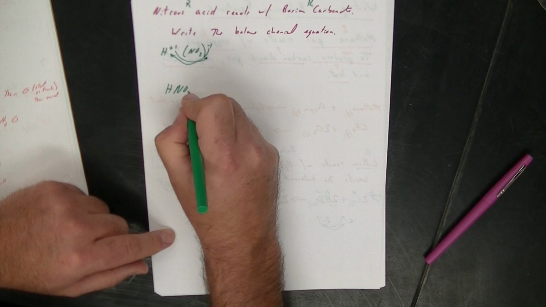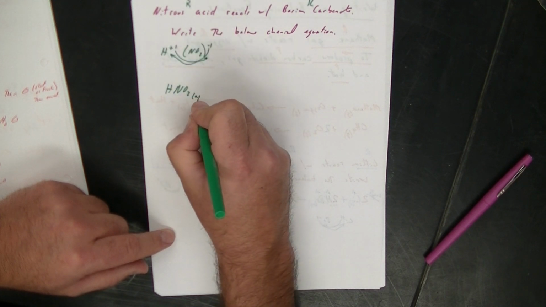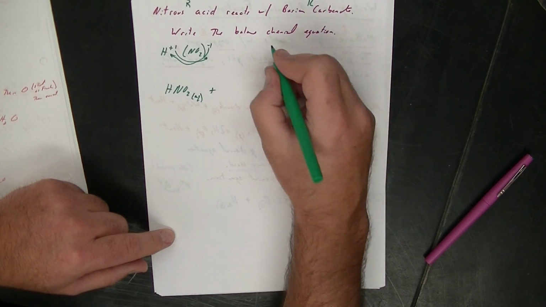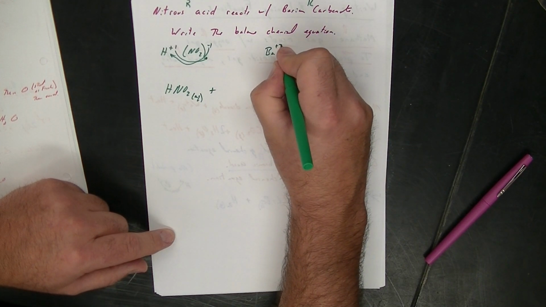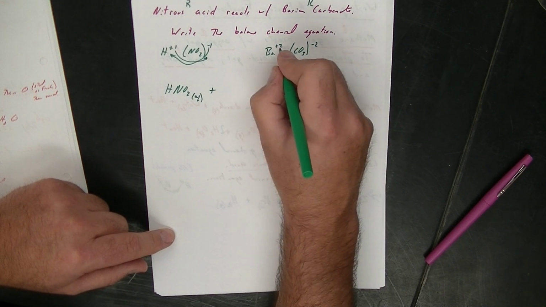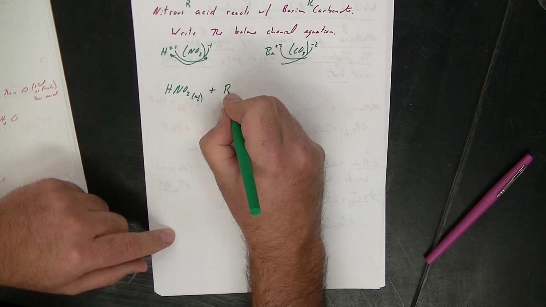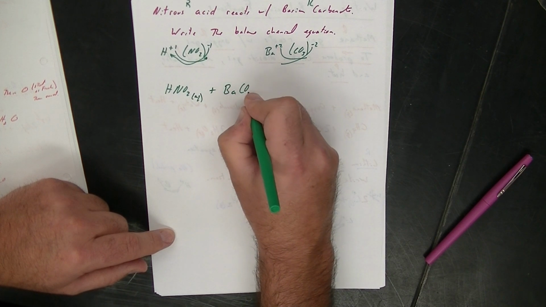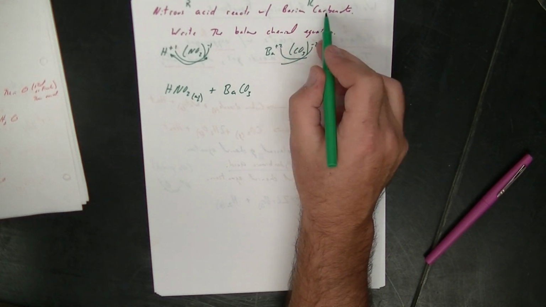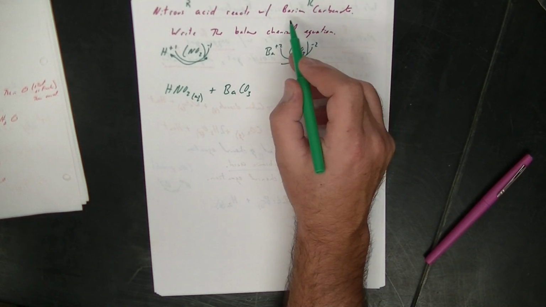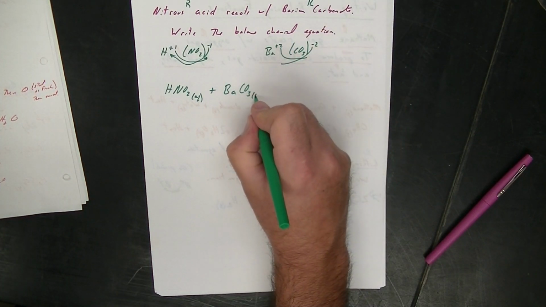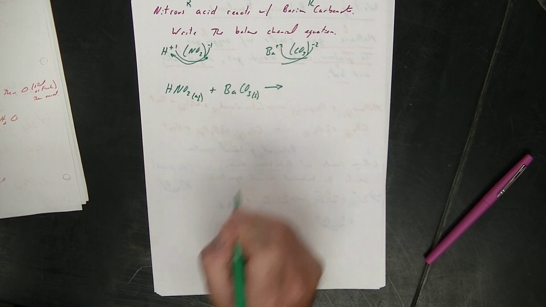So we get HNO2. It's an acid, so it's an aqueous. Plus barium carbonate, Ba, which is +2. Carbonate is CO3, which is -2. Crisscross. And our other one is BaCO3. Now, you probably don't know what form that's in yet, but it's probably going to be a solid.